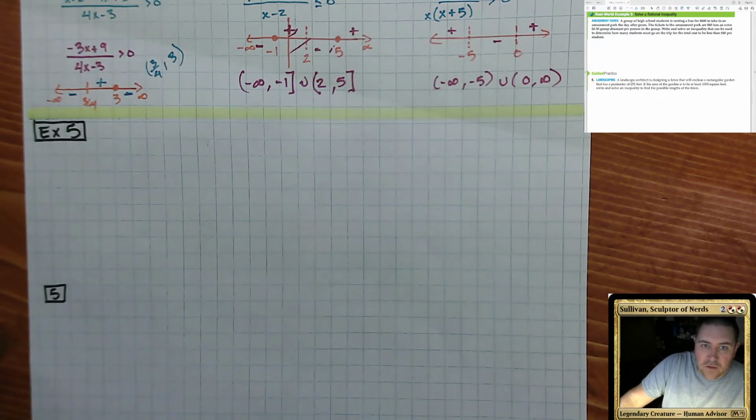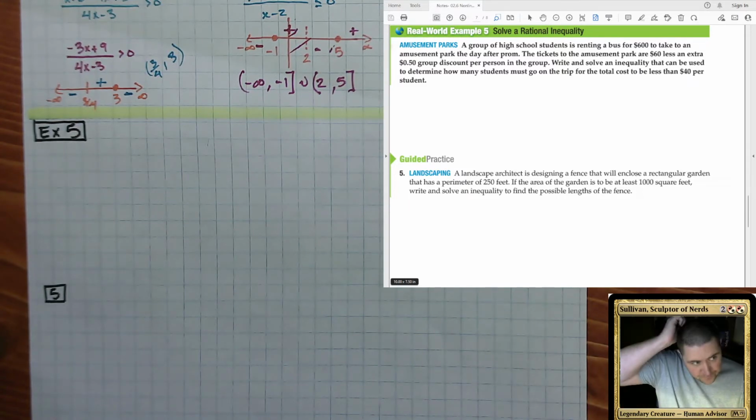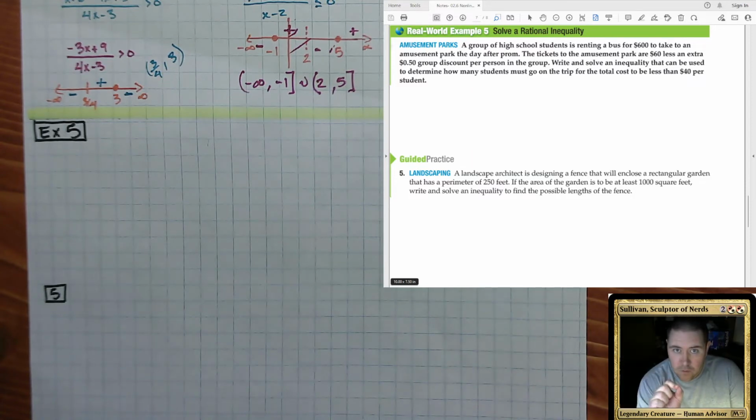So, let's make this a little bit bigger. A group of high school students renting a bus for $600. Oh, God, I remember this problem. Okay, so it's poorly worded. They're renting a bus for $600. They're splitting the cost. Doesn't actually say that in the problem. To take to an amusement park the day after prom. Which, by the way, awesome. But if you're this tired, going and riding a bunch of roller coasters is probably not the best idea.